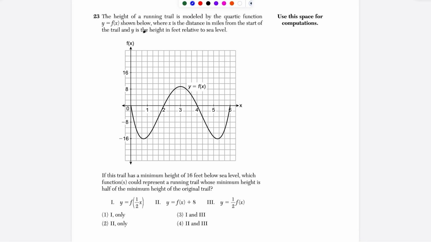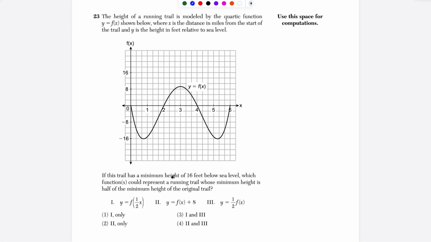Question 23, the height of a running trail is modeled by the quartic function y equals f of x shown below, where x is the distance in miles from the start of the trail and y is the height in feet relative to sea level. And then we have this graph here, and the question is, if this trail has a minimum height of 16 feet below sea level, which function or functions could represent a running trail whose minimum height is half of the minimum height of the original trail? And then we have these 3 options to choose from.